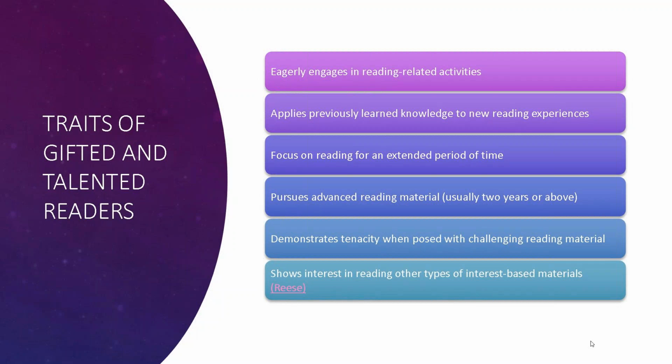So another thing that they do is they seek out advanced materials. Now, this does not mean they read advanced materials all the time, but they are interested in books that some might not consider age appropriate due to the content. Finally, when they reach a challenging portion of the reading, they demonstrate tenacity. In other words, they keep going until they get it. So these are the students who will come to you with 400 questions about a book. Why this? Why? Or what does this mean?